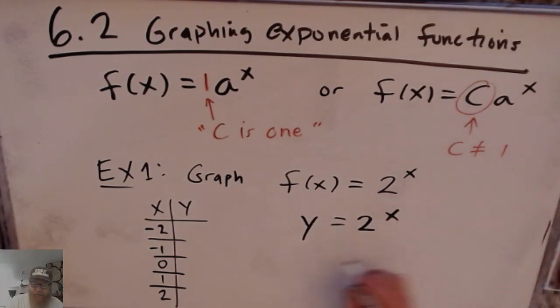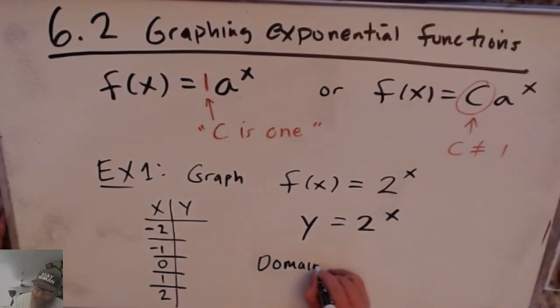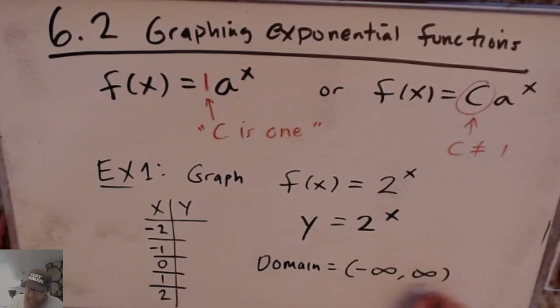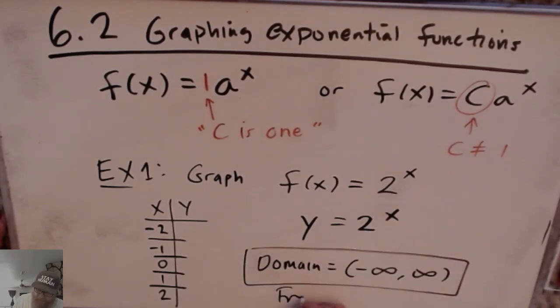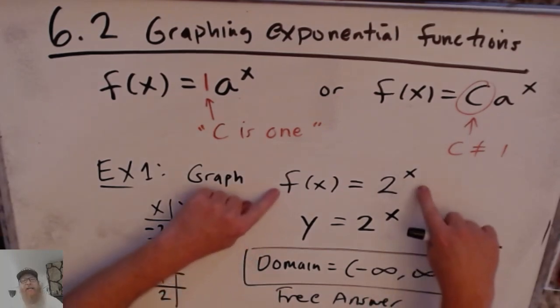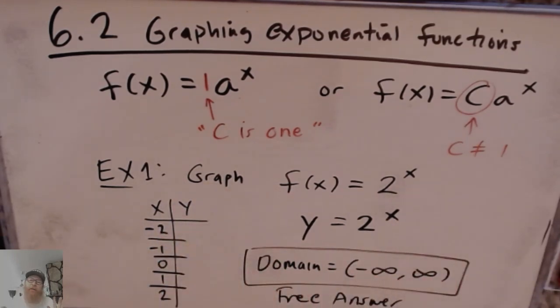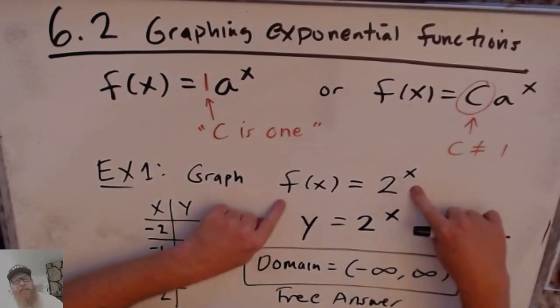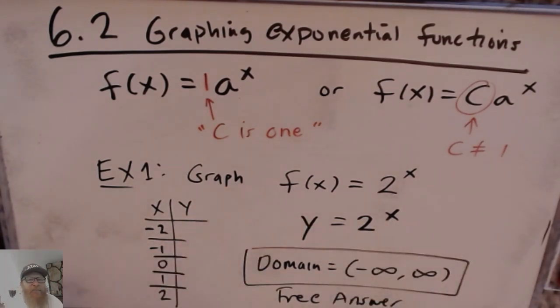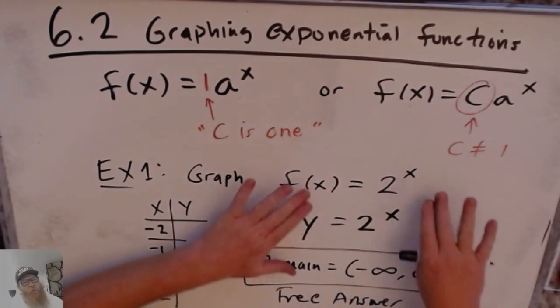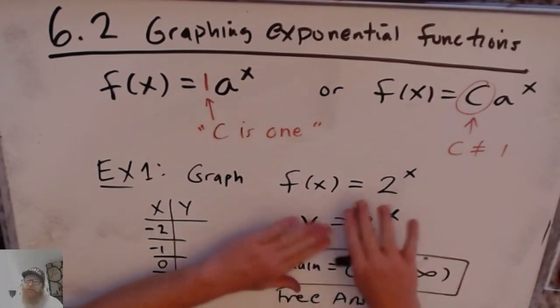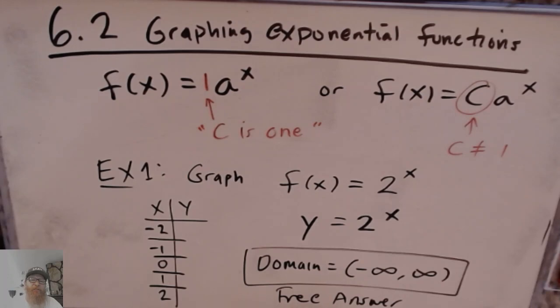Okay. The domain, I'll give you a free answer, is -infinity to infinity. So there's your free answer for the homework. Also on the next test, don't forget that. The domain of an exponential function is all real numbers. That essentially means that this function does not violate any of the domain rules. There are no square roots. There are no denominators. You don't have to worry about any restricted values. You can allow x to be anything.